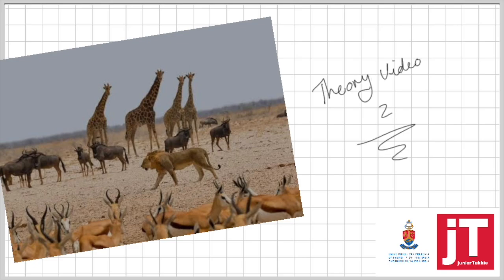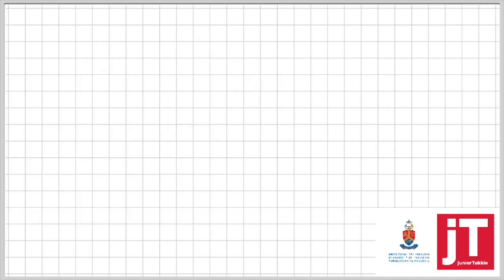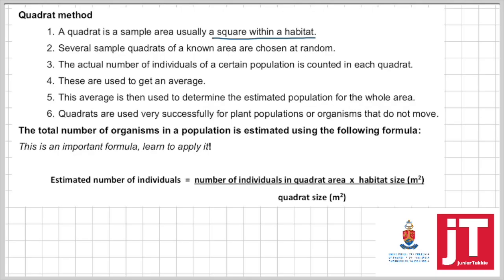So this is further to that first theory video where we introduced you to the different techniques in trying to determine population size. What we're going to do now is look specifically at the Quadrat method, when it comes to the indirect technique, or one of those indirect techniques, in determining population size. So let's have a very quick look at what the Quadrat method is all about.